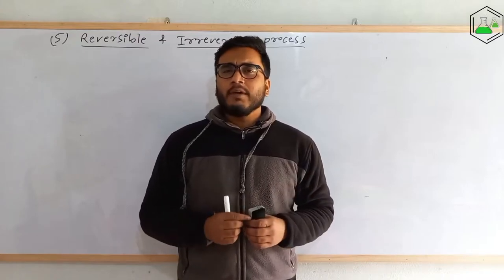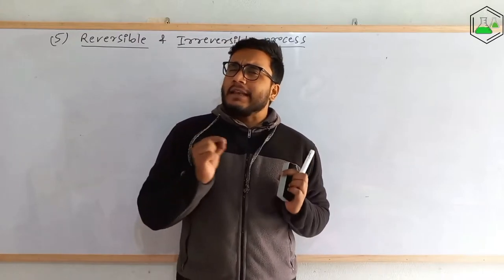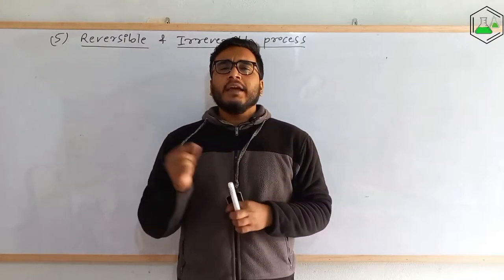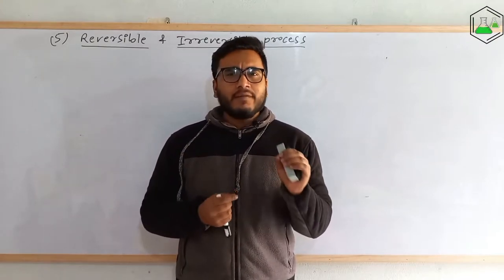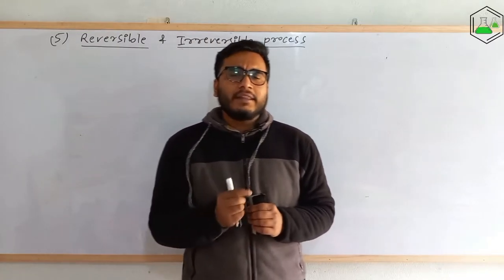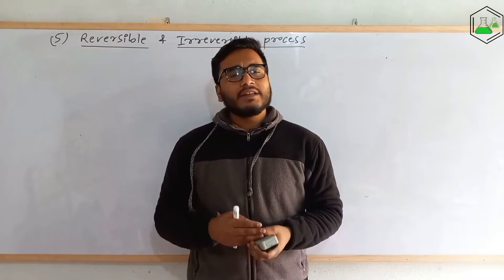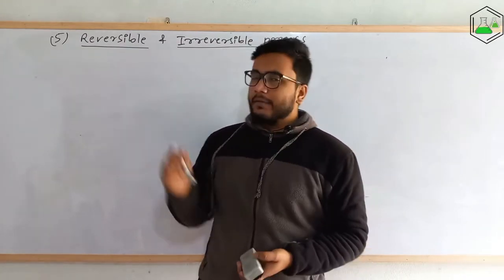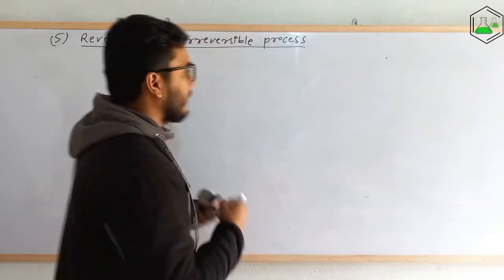Suppose the thermodynamic process happens infinitesimally slowly, in infinite steps. That is, in each step, the driving force is infinitesimally greater than the opposing force. Then the system will always remain in equilibrium, and that system is called a reversible process. Let me write it, okay?